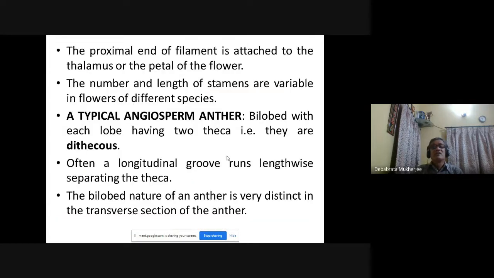So friends, the proximal end of the filament is attached to the thalamus or the petal of a flower. The number and length of stamens are variable in flowers of different species. A typical angiosperm anther is bilobed. Often a longitudinal groove runs lengthwise, separating the theca. The bilobed nature of an anther is very distinct in the transverse section of the anther.